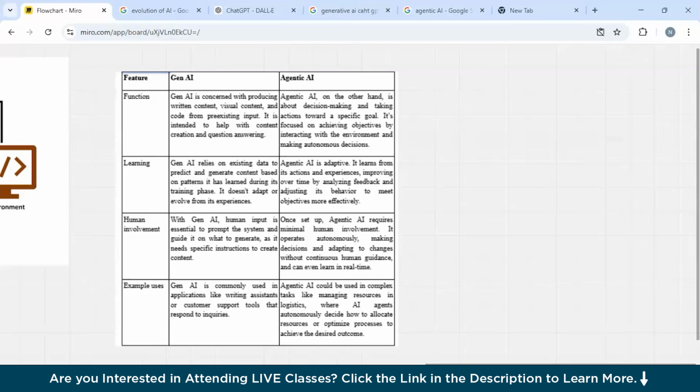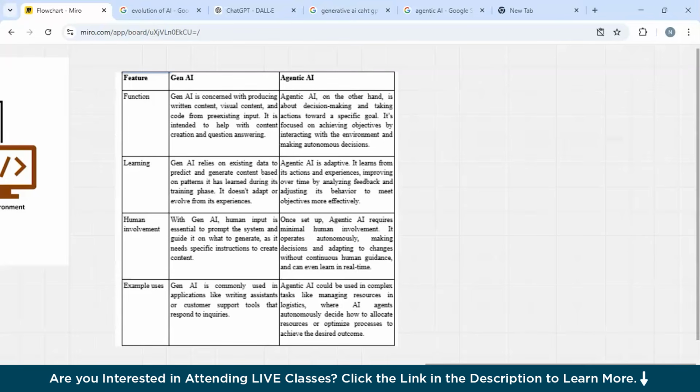Whereas agentic AI is adaptive. It is learning from its actions and experiences, improving over time by analyzing feedback and adjusting its behavior to meet objectives more effectively. With Gen AI, human input is essential for the prompt, so that it can go into the LLM model and generate the output based on your prompt. Once you set up agentic AI, it requires minimal human involvement. It operates autonomously, making decisions and adapting to changes without continuous human guidance, and it can even learn in real time. That's the beauty of agentic AI.